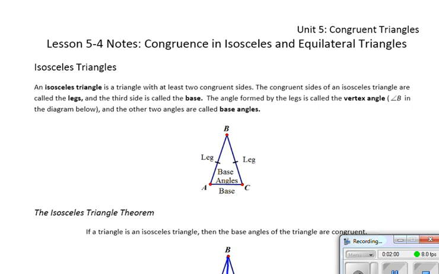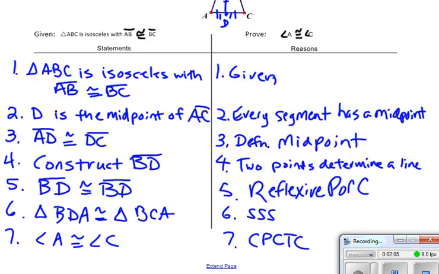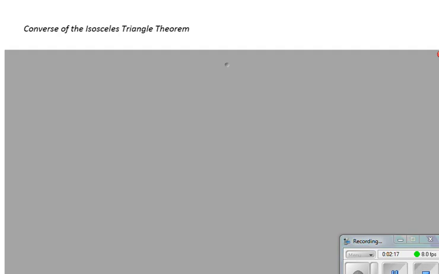So the next time that you need to say that the angles of an isosceles triangle are congruent, you can simply say isosceles triangle theorem. Now let's move on to the converse of the isosceles triangle theorem. Think about what you know about a converse and how to write that. Take a second and try to fill in the blanks.